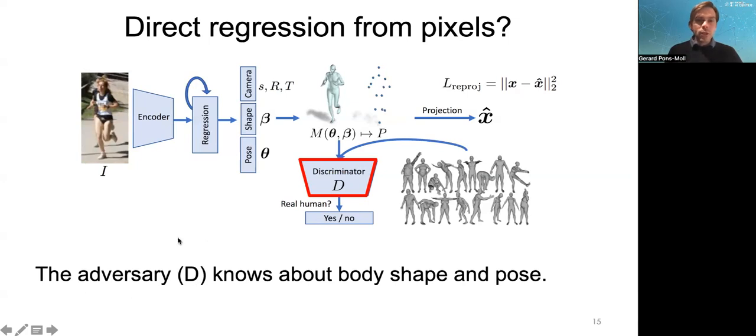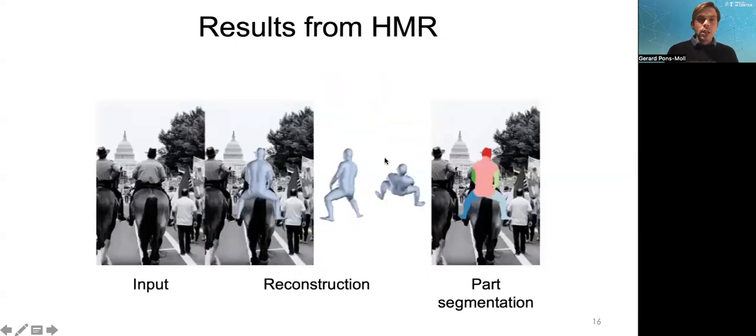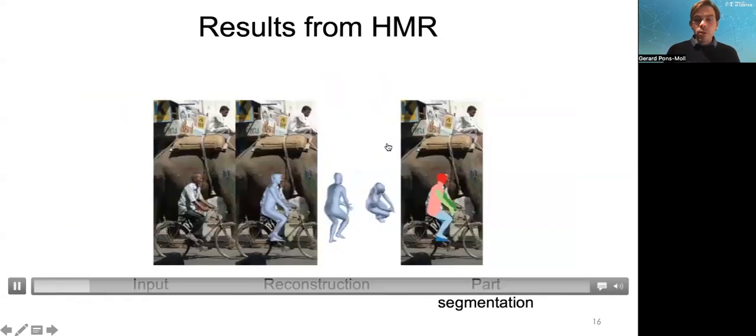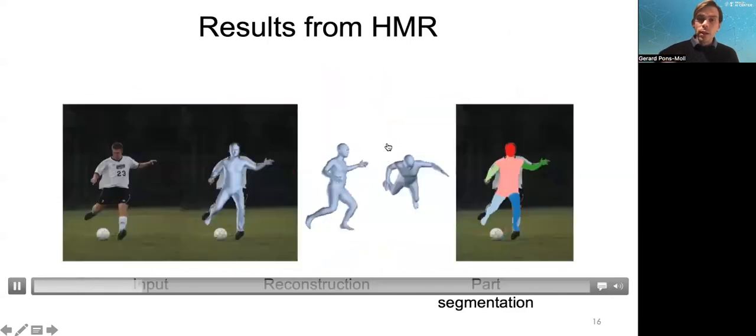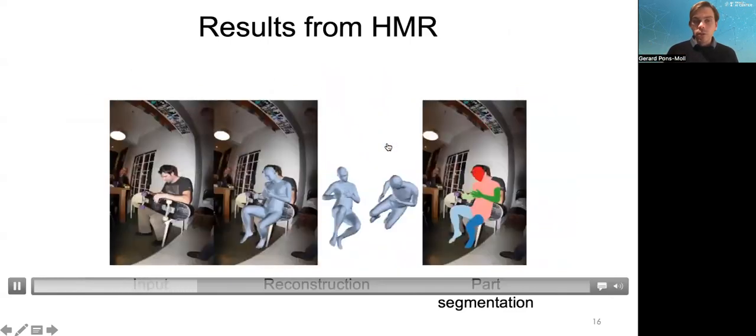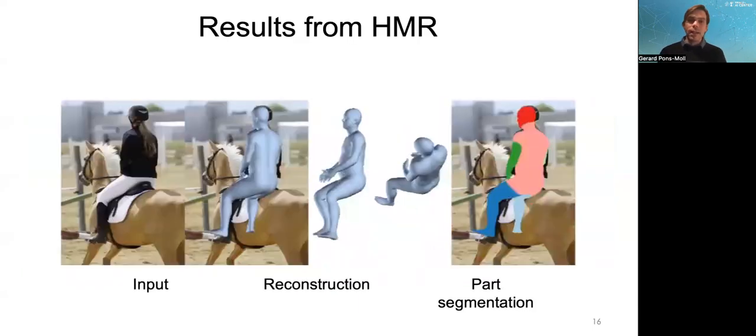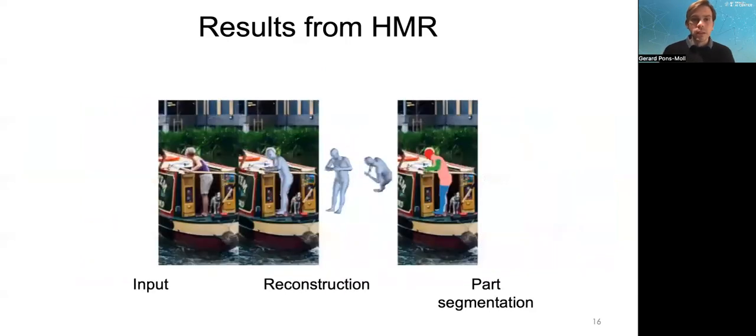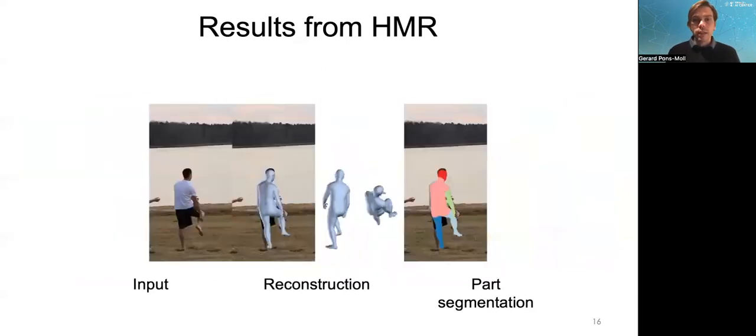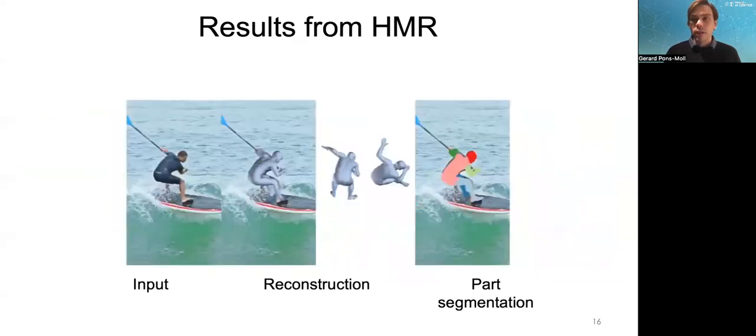So the adversary during training learns about body pose and shape, and it makes it harder and harder for the generator to fool the discriminator. Using this approach of trying to explain the image while staying within the distribution, the results were at that time quite remarkable. We hadn't seen anything like that for images in the wild. These were quite interesting and remarkable results on in-the-wild images.